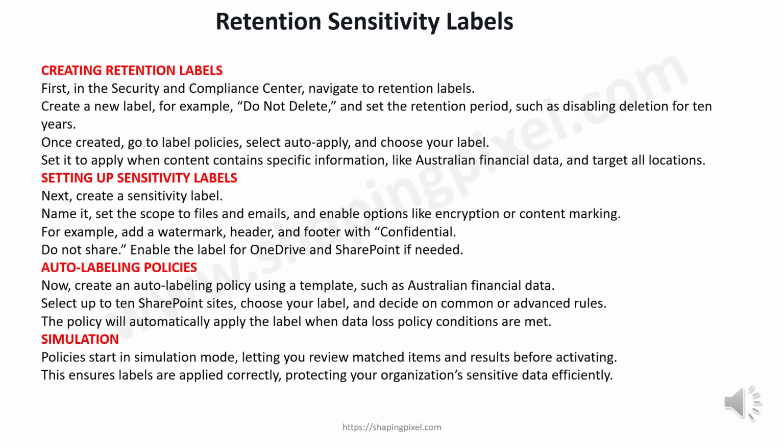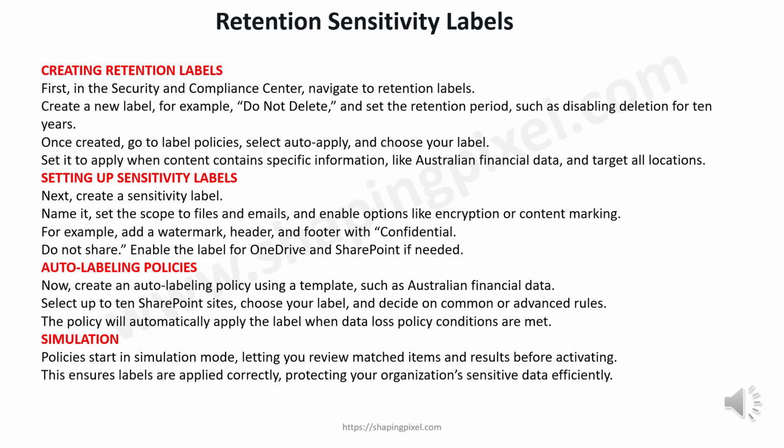Next, create a sensitivity label. Name it, set the scope to files and emails, and enable options like encryption or content marking. For example, add a watermark header and footer with "confidential, do not share." Enable the label for OneDrive and SharePoint if needed.